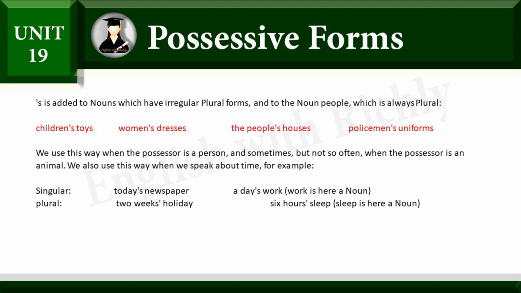We use this way when the possessor is the person and sometimes, but not so often, when the possessor is an animal. We also use this way when we speak about time. For example, singular: today's newspaper, a day's work. Plural form: 2 weeks' holiday, 6 hours' sleep.